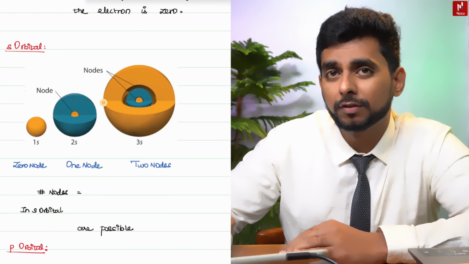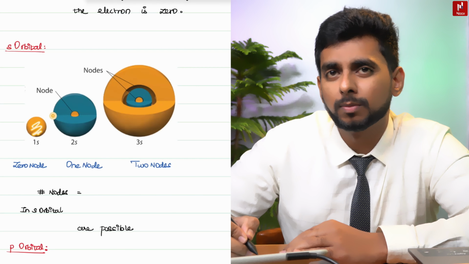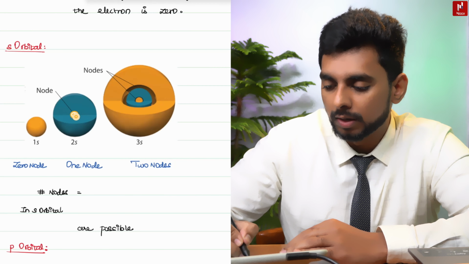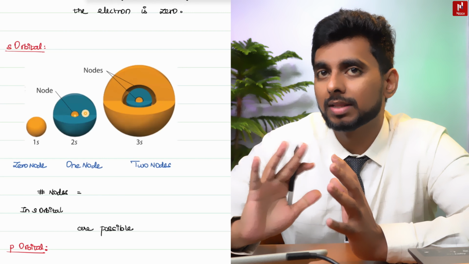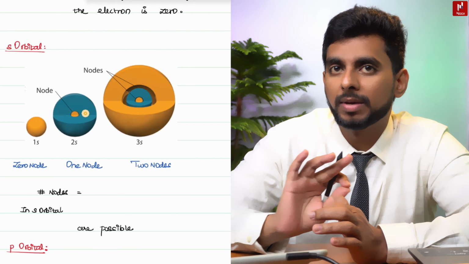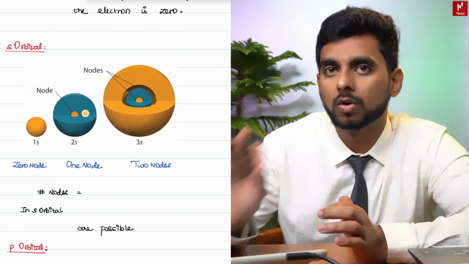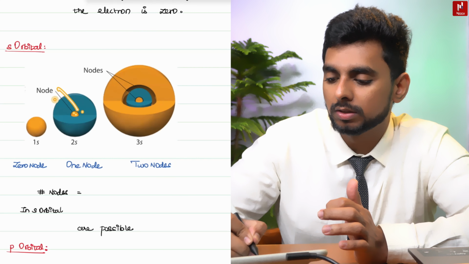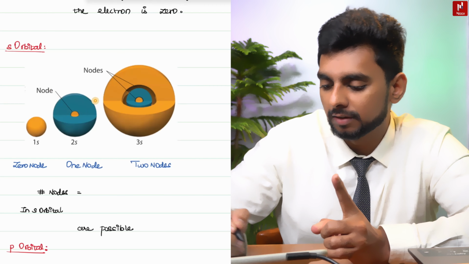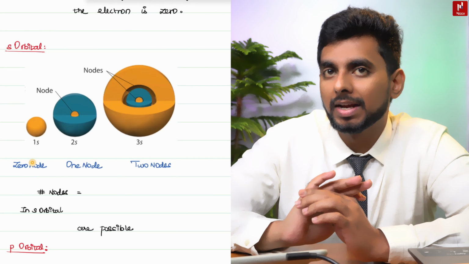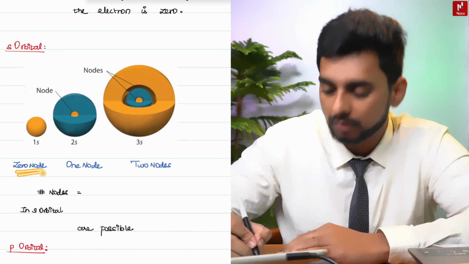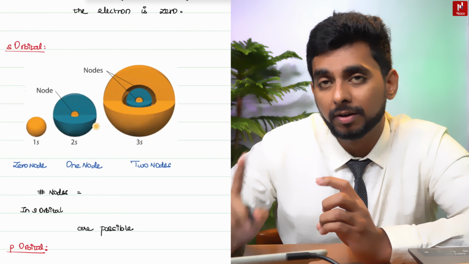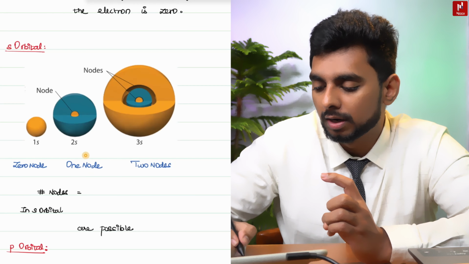When you have to find the node, in the case of 1s, the probability is 0 because that's the starting point. Between this 1s and the 2s, there will be a space where you will not be able to get the electron. So that space is called a node. Here the node will be in this position between 1s and 2s. You will have one node. For the 1s orbital, you do not have any node, so that's 0 nodes. With 2s, the possibility of finding an electron is 0 in one region. Therefore, you have one node.